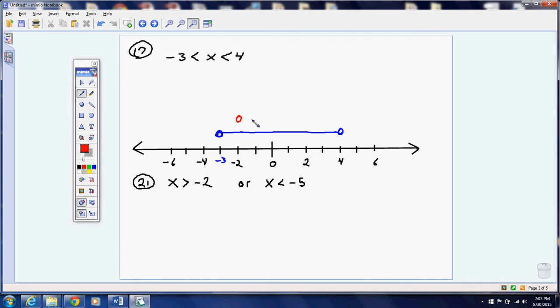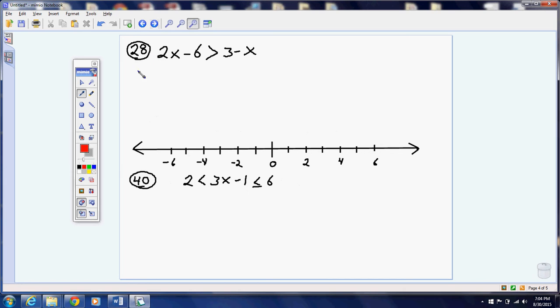X is greater than negative 2, so not including negative 2, but everything that's greater than that. Or x is less than negative 5. Well, here's negative 5. We have to have an open circle again because we are not including negative 5, and it's everything that is less than that.